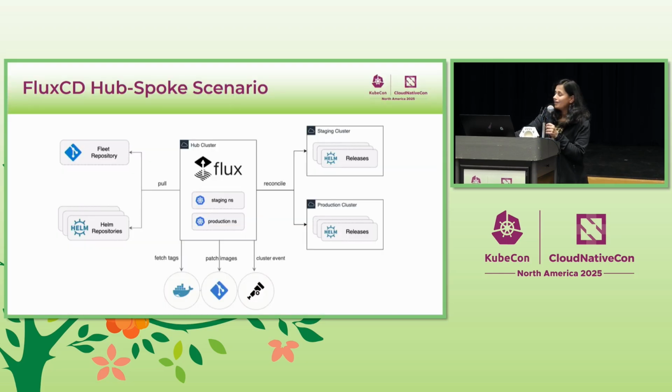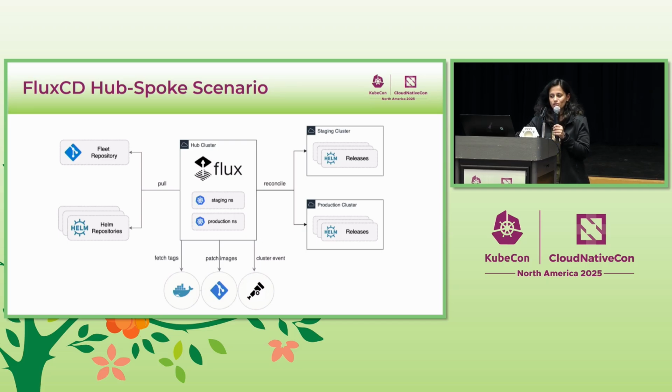So here we have Flux deployed in a hub-spoke architecture, where Flux is deployed on a centralized hub cluster, and it's managing the continuous delivery of app and infra workloads on remote staging and production clusters. The Flux controllers, they pull artifacts from Git repositories, OCI repositories, Helm repositories, like Stefan mentioned, and they push these workloads onto these remote staging and production clusters.